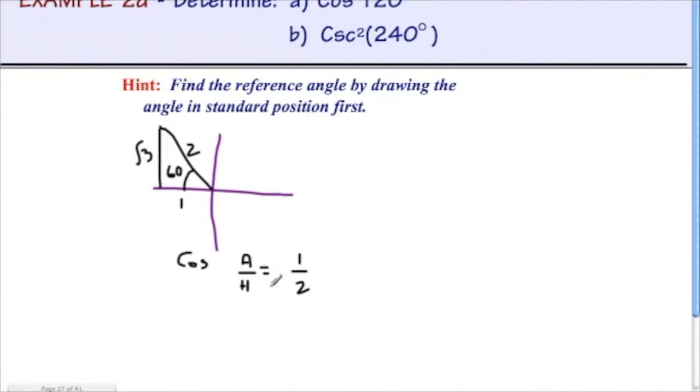Now the last thing is to check your CAST rule to make sure you're getting your positives and negatives correct. So this is add sugar to coffee, or all students take calculus. Well, we're in the S quadrant, but this is not an S question, this is a cos question. So don't forget to put your negative sign.